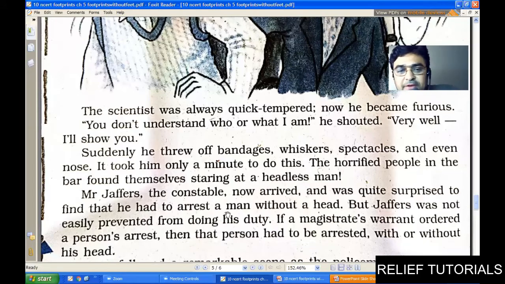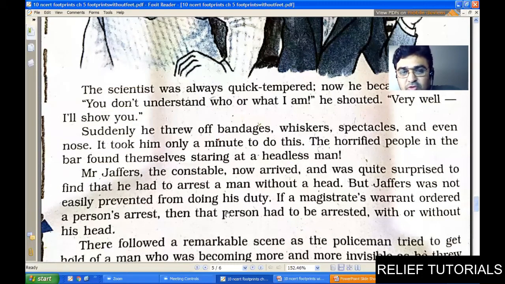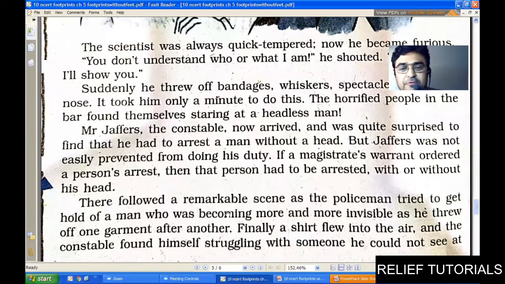Now he became furious. And in anger, he said, "You don't understand who and what I am," he shouted. "Very well, I will show you." He is now looking revengeful. Suddenly, he threw off bandages, whiskers, all the props had been thrown away, spectacles, and even nose. It took him only a minute to do this. The horrified people in the bar found themselves staring at a headless man, as you could see in those movies also. Even the Mukabla song from Prabhudeva had the same kind of look in the old version.